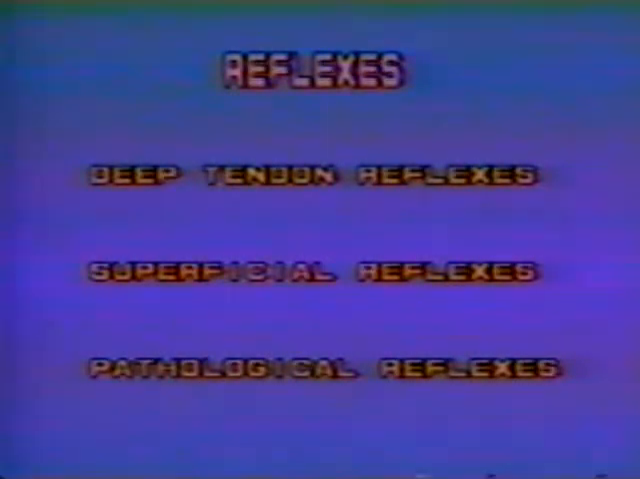Reflexes. There are three types of reflexes that the examiner attempts to elicit during the neurological examination. This is really the only part of the neurological examination which is objective and does not rely directly on patient cooperation and response.